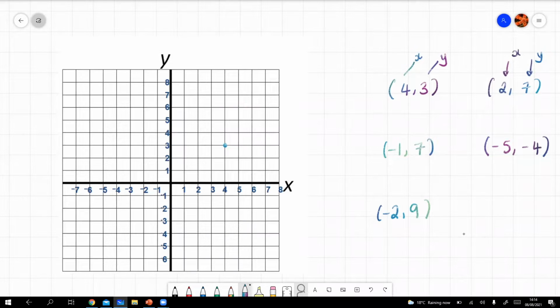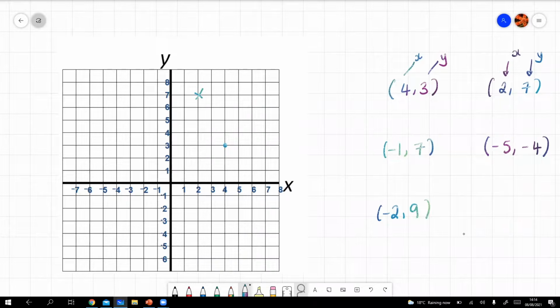It's entirely up to you, whatever you like to do. The next one is 2, 7. So remember, X is 2, Y is 7. On your X-axis, go to 2 and up to 7, and again, a cross or a dot, whatever suits you best. The next one, I've included a negative because you can have negative coordinates.